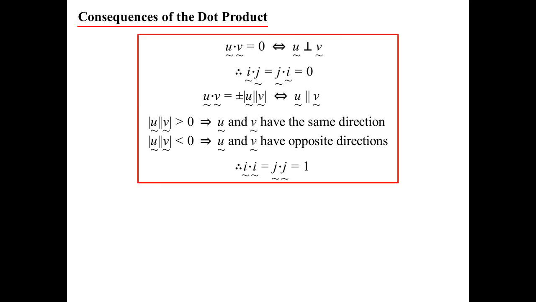And the final one there, i dot i, remember i is a unit vector, and j dot j, well, they must equal 1, because we said that i dot i would be the magnitude of i squared. Well, it's the unit vector, so 1 squared is 1.